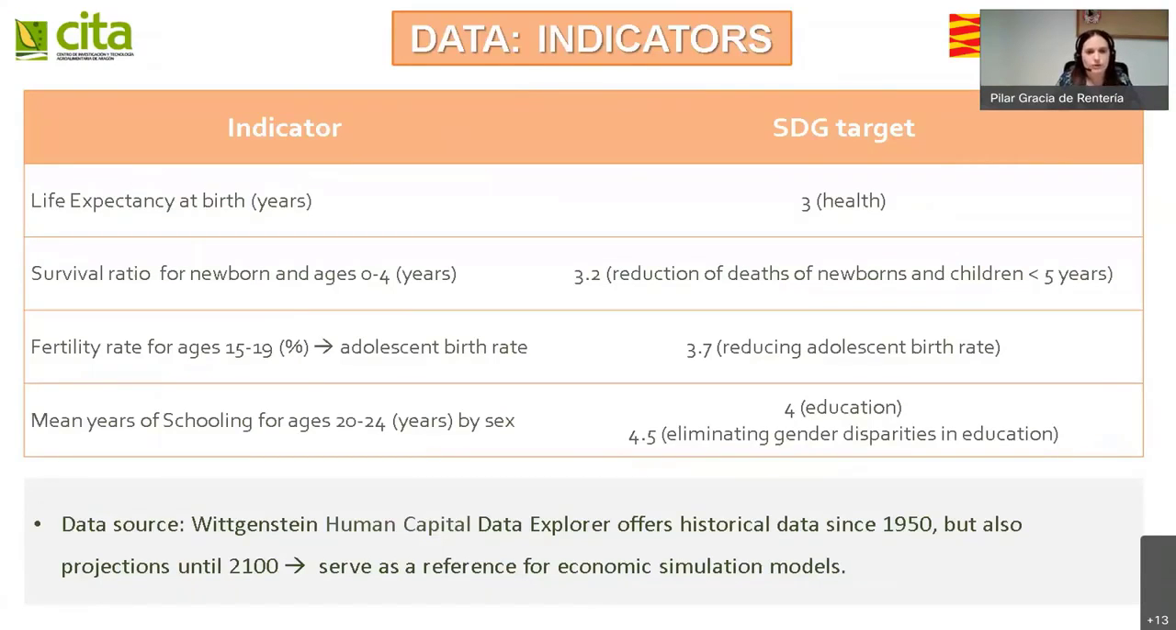The data source for all these indicators is the Wittgenstein Human Capital Data Explorer database. And we select this data source because it offers historical data since 1915, but also it offers projections up to 2100. And thus it can serve as a reference for economic simulation models.